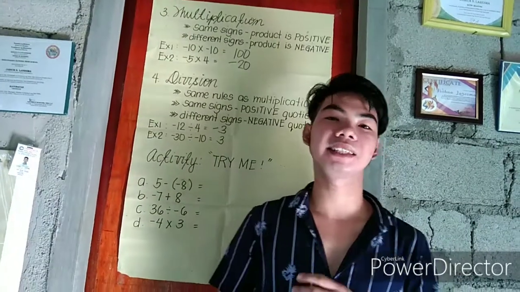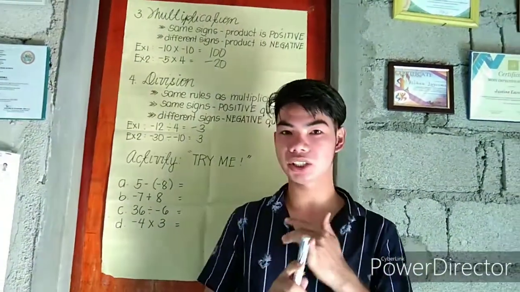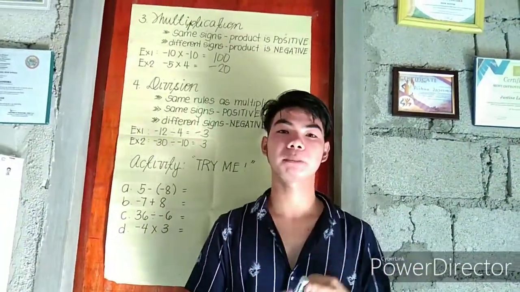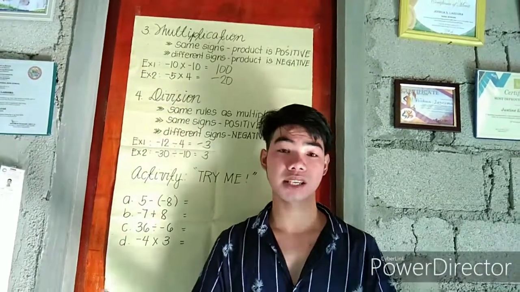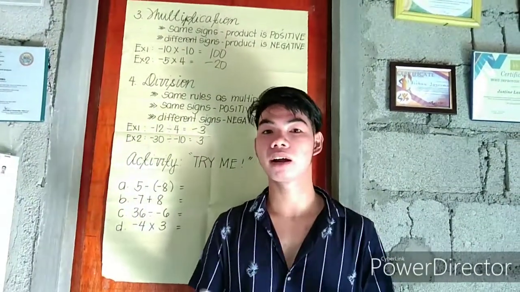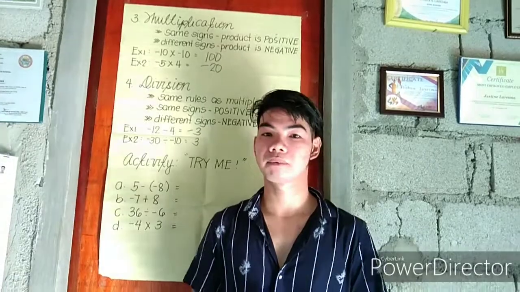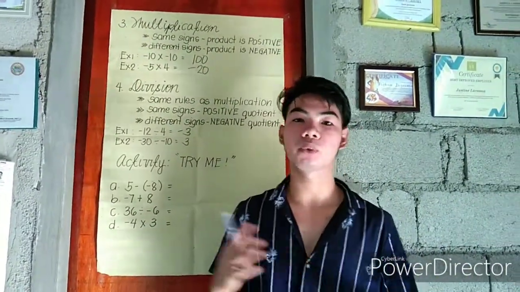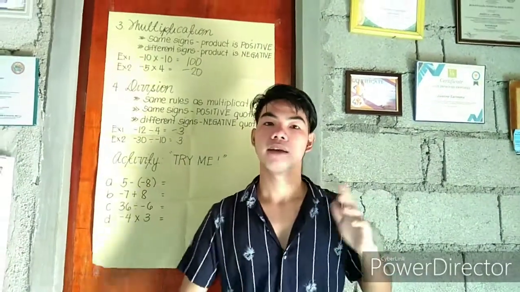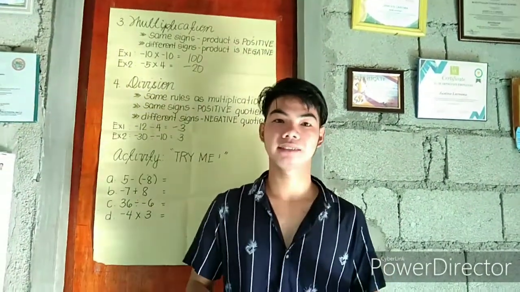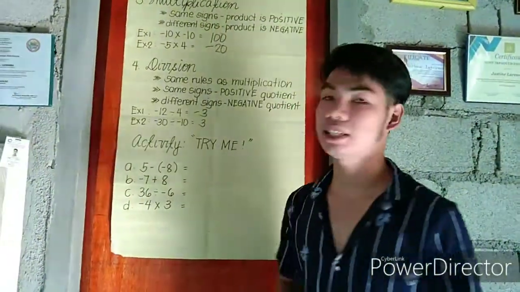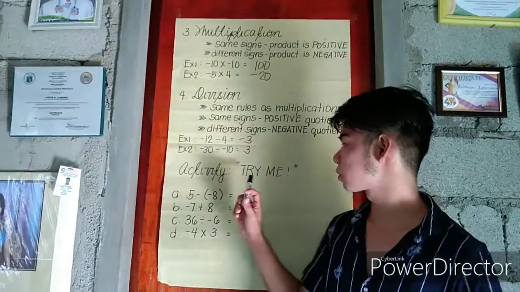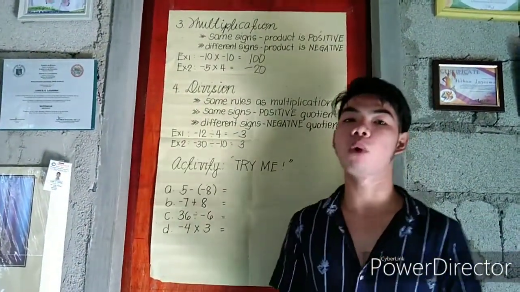So we're done discussing the 4 operations, including addition, subtraction, multiplication, and division. Any questions, clarifications so far? Okay, if that's the case, let's proceed to the activity to further assess or evaluate whether we have understood the lessons logically and carefully. This activity is entitled Try Me. Let's solve it one by one.